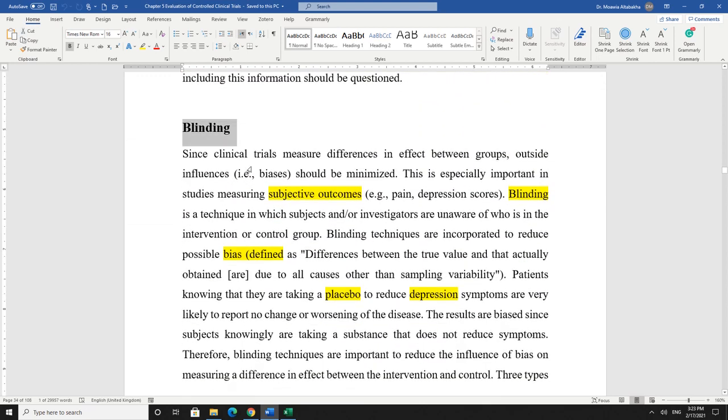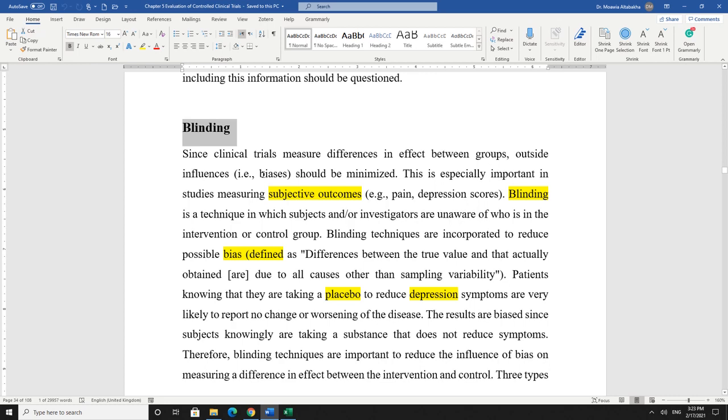Blinding. It comes from the word blind. Blind means I cannot see. But what does it mean? For the clinical trial, what does it mean? It means, see, I'll give you a situation.